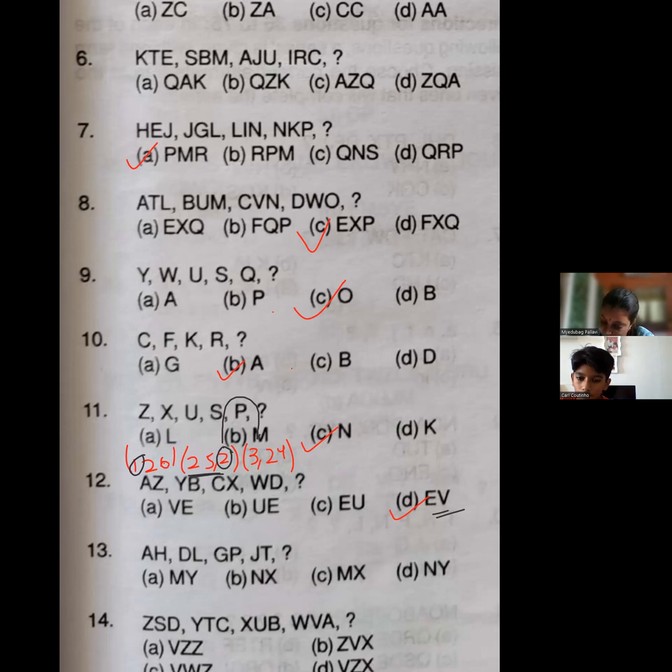Okay, then next one, the 13th one. Okay, so just 1 and 8, and 4 and 12. GP will be 7 and 16. JT will be 10 and 20. Let's see.